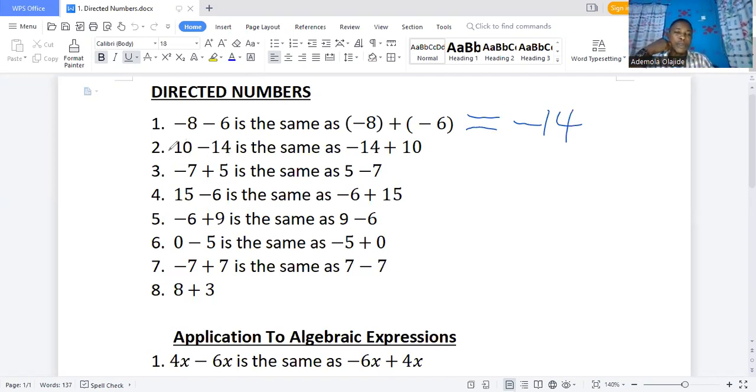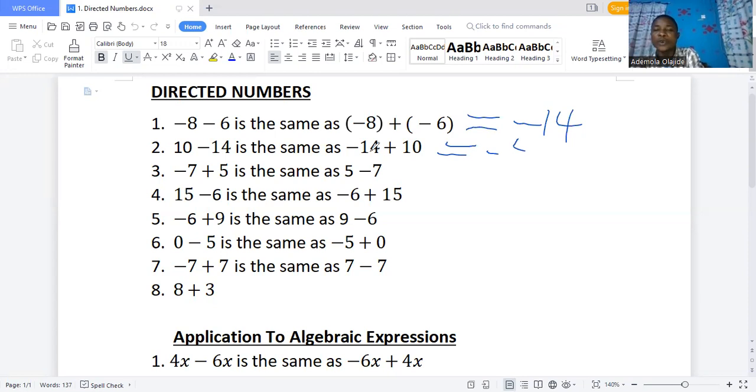Number 2, 10 minus 14. This 10 here means plus 10 minus 14. It's the same thing as when you first talk about the debt. Same thing as -14 plus 10. That is, you owe 14, you have 10. Or you say, I have 10, I owe 14. You can see what you have is not enough to pay what you are owing. So you will still be owing 4.